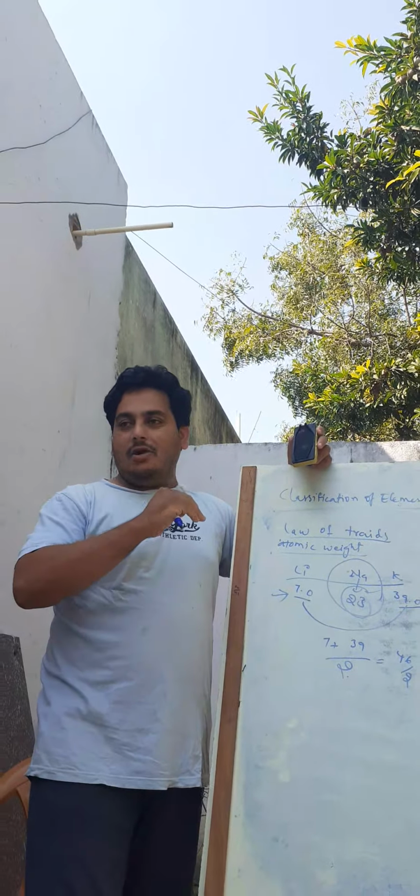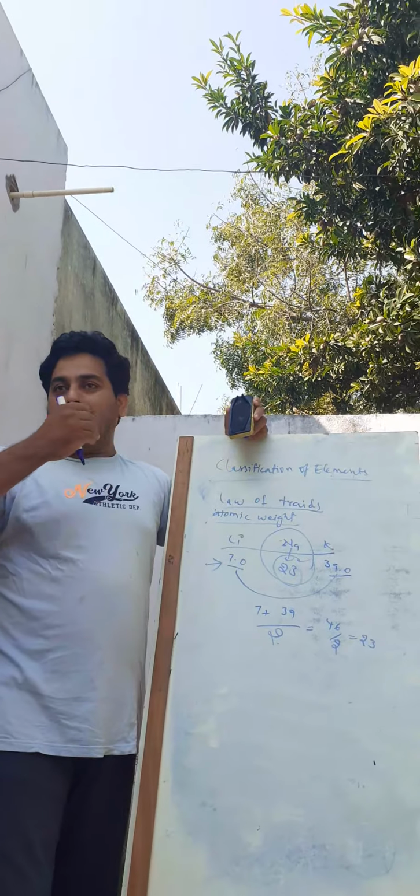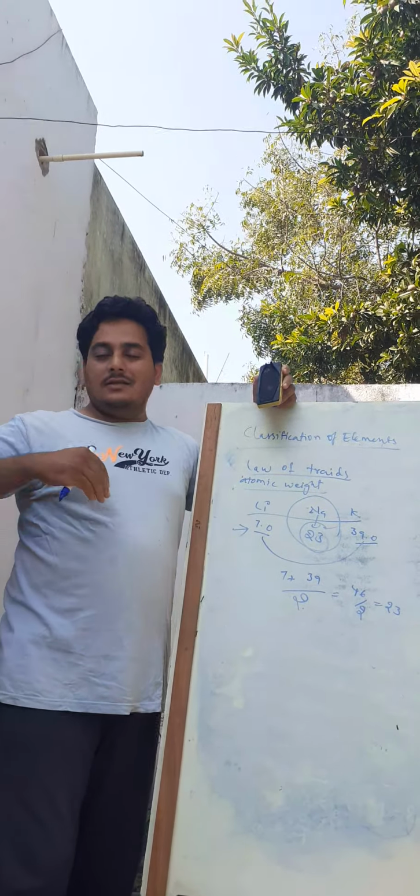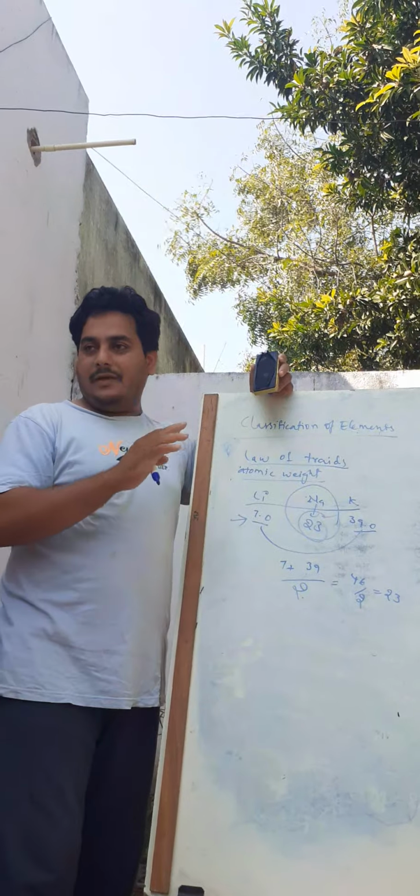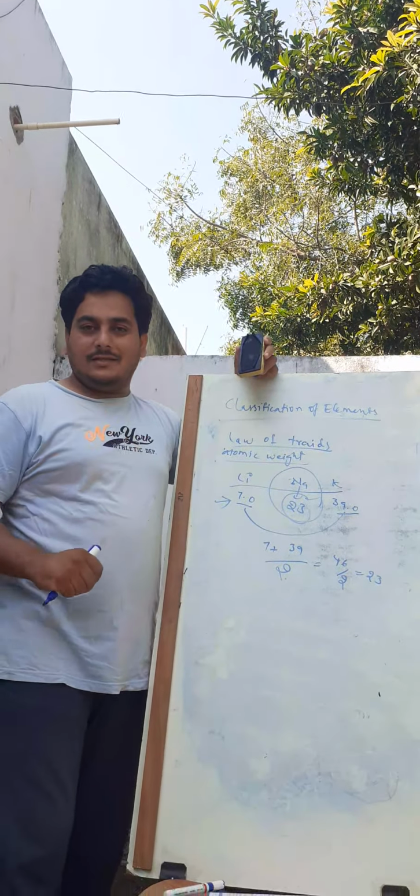You see, if there are drawbacks, it was not completely accepted by most people. That's why some other person came to explain the periodic table again. So who was that? We'll see in the next one.